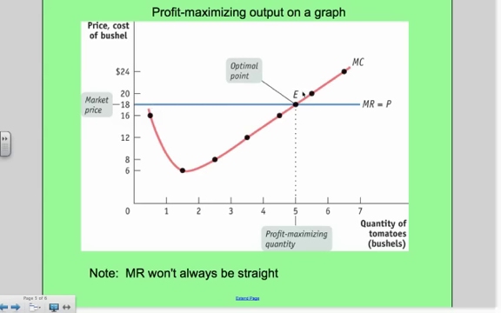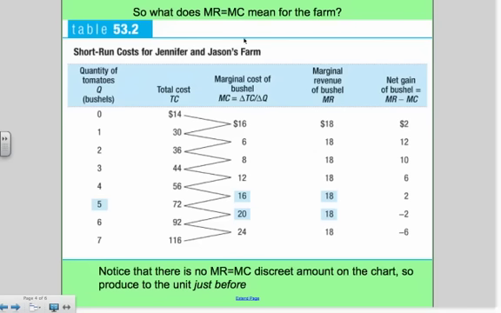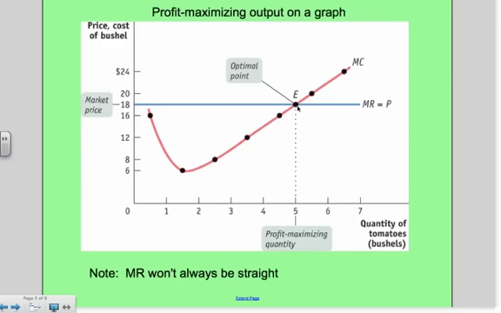What does this mean? Well, if the law of the optimal output rule says that we should produce where marginal revenue equals marginal cost, that means that we produce at the profit maximizing quantity of E. So the quantity is 5, and again, the marginal revenue is $18.